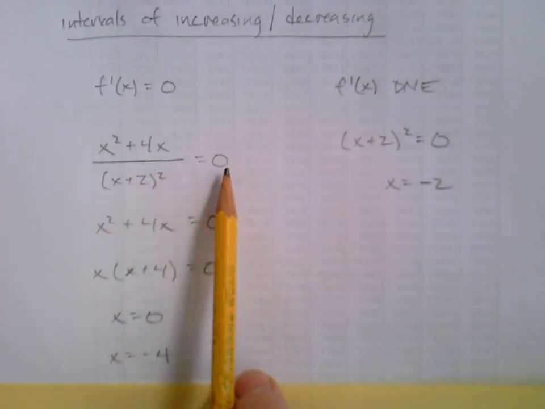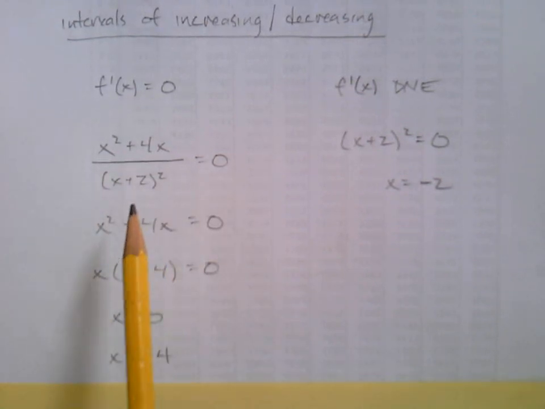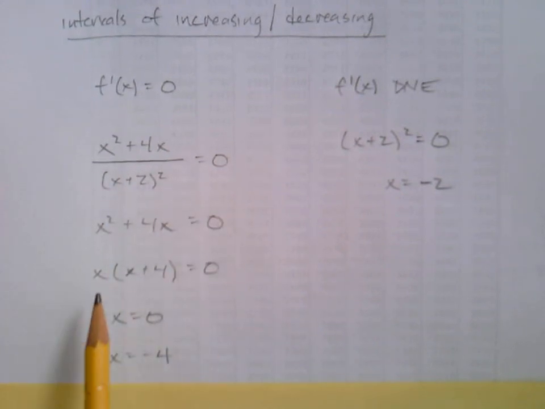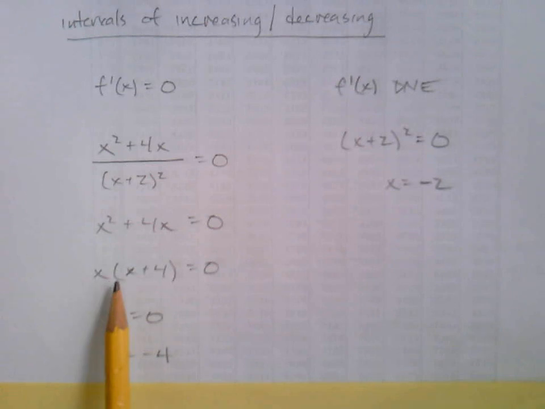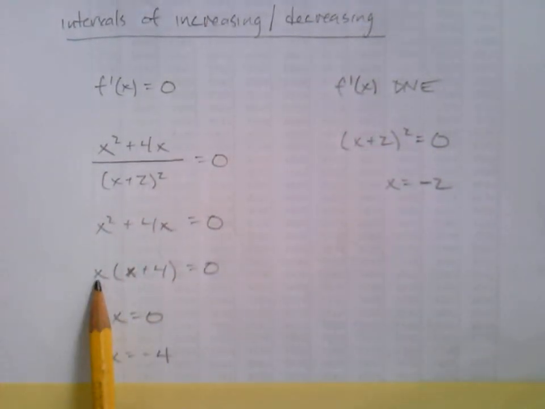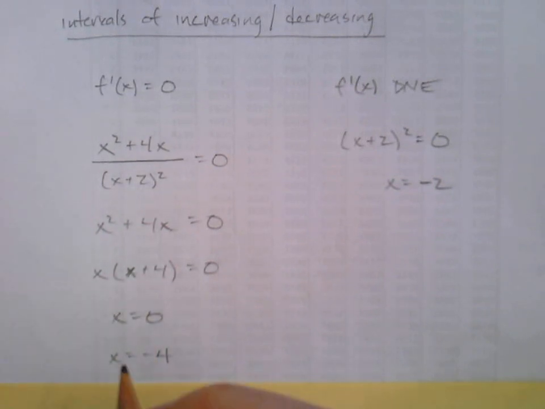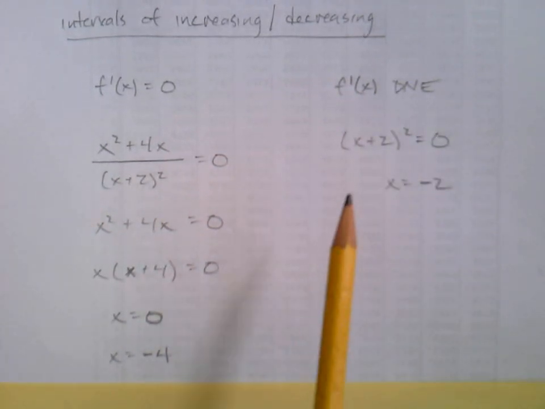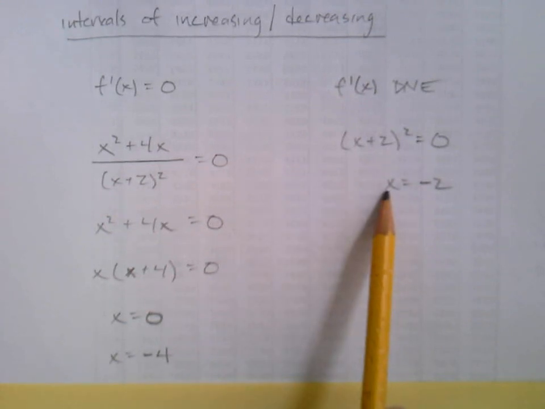So when we set the derivative equal to 0, here on the left, I can multiply that denominator over there. Then, in this case, I can factor out an x. And then setting both of my factors to 0, I get x equals 0, and from the second one, x equals -4. On the other side, I'm considering when the derivative does not exist. Well, that would just be when the denominator equals 0, and I get x equals -2.